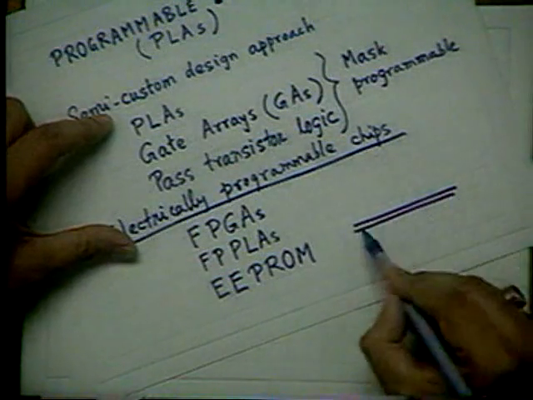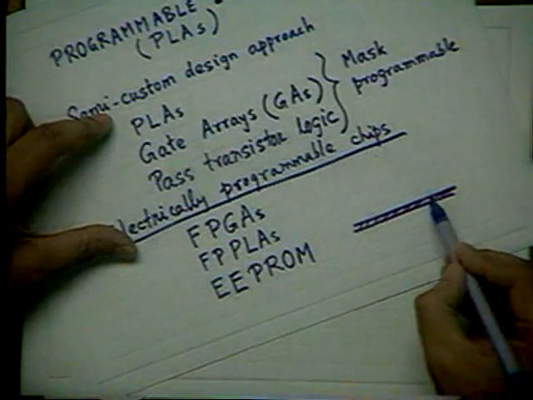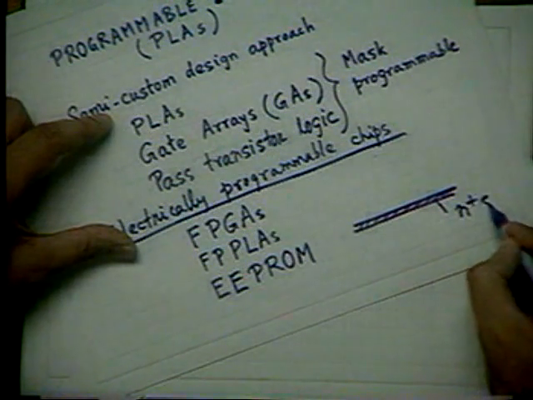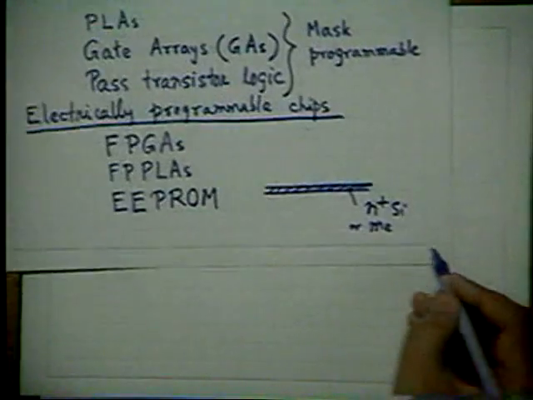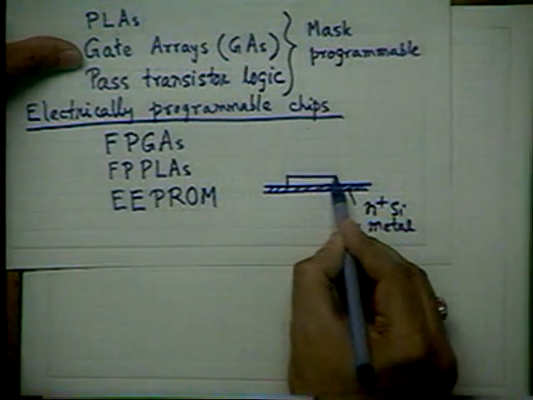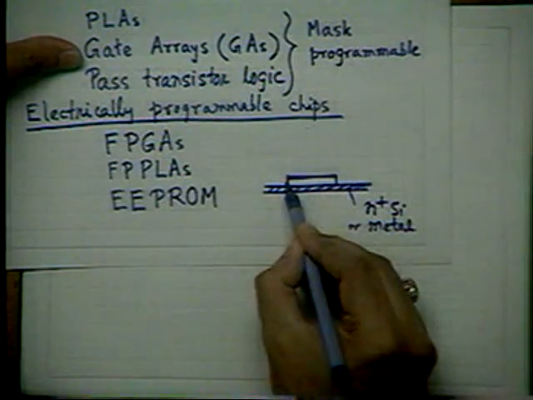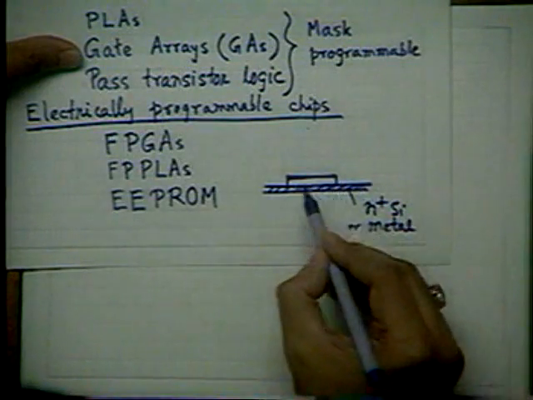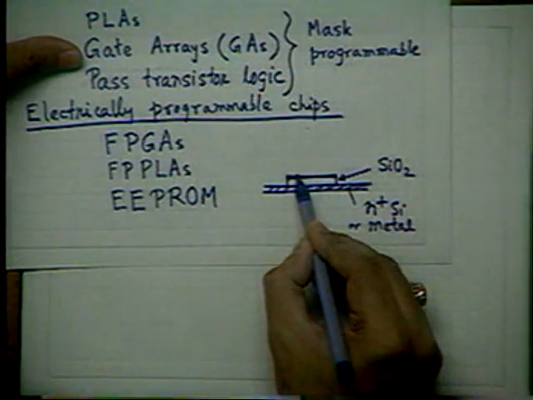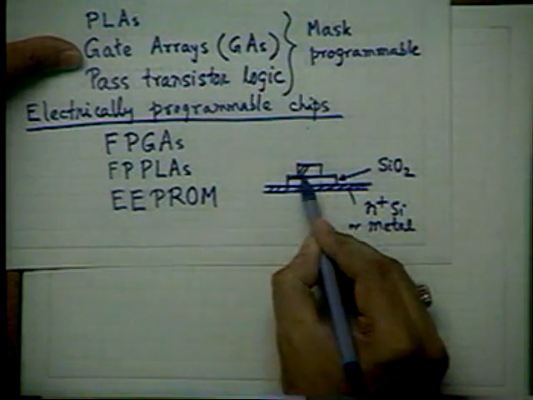For example, let me tell you. Suppose you have made this kind of thing. Suppose I have a metal line here. It may be metal or some heavily doped semiconductor like N plus silicon. On which I have a very thin oxide, and on the top I have usually doped polysilicon.